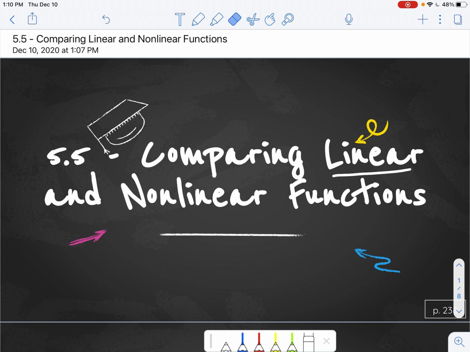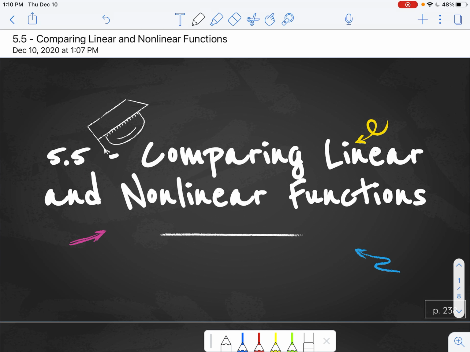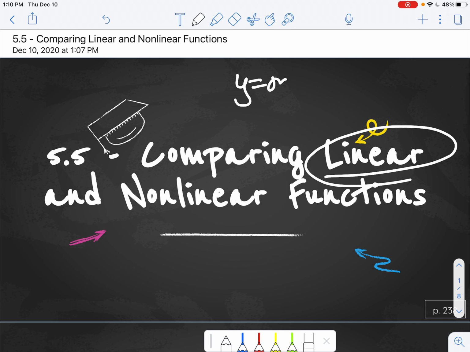Hey guys, today we'll be looking at section 5.5, which is called comparing linear and nonlinear functions. So we are very familiar with linear functions. Those are functions in the form y equals mx plus b. And remember, a linear function is just a line on our graph.